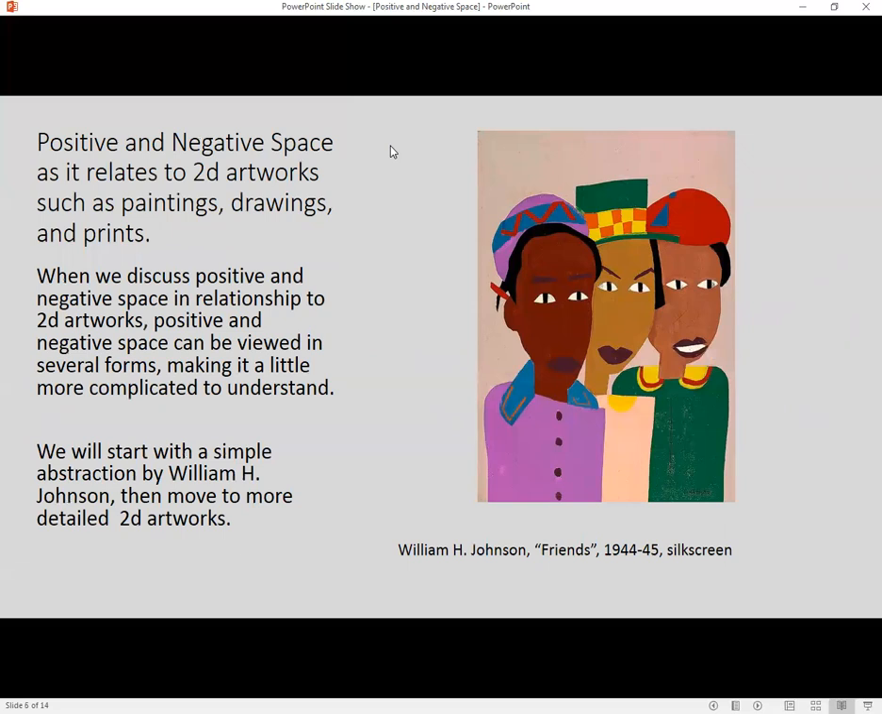Now we're going to talk about positive and negative space as it relates to two-dimensional artworks, such as drawings, paintings, prints, even photographs. When we discuss positive and negative space in artworks, we can view it in several forms, which makes it a little more complicated to understand. We're going to start with a relatively simple abstraction of three women, three friends, by William H. Johnson. And then we're going to move to more complicated two-dimensional artworks.